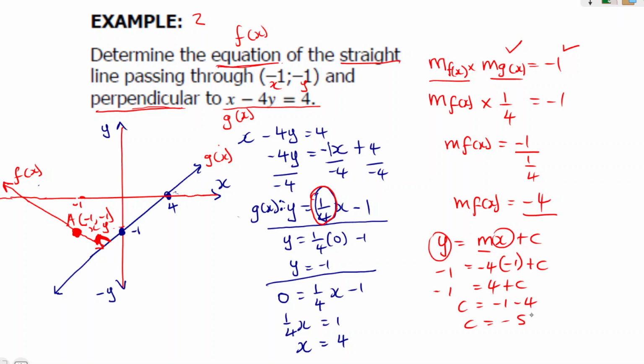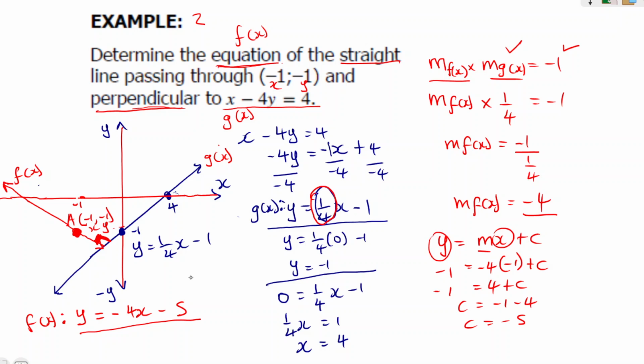So now let's go back and say the equation of this line is y equals the gradient, which is -4, and the C coordinate, which is -5. So this becomes the equation of the line f(x): y = -4x - 5. The equation of g(x), we said, is y = 1/4x - 1. So that is how we find the equation of the line that is passing through point A, perpendicular to g(x).